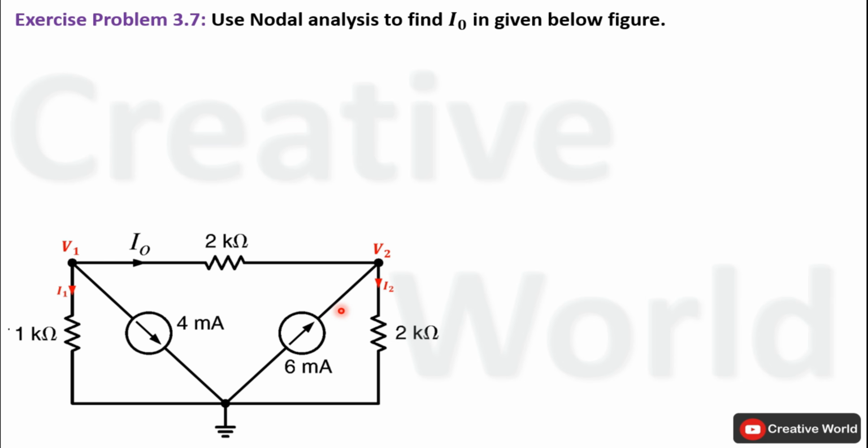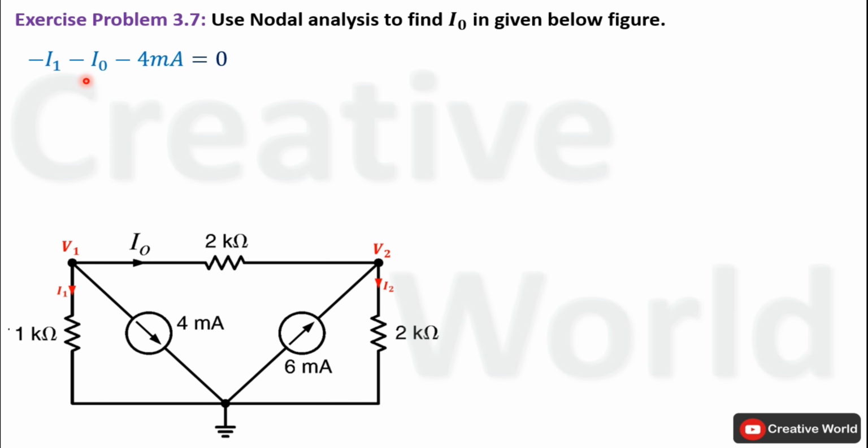Now we will start applying Kirchhoff's current law on these two non-reference nodes one by one. We will start from here. Kirchhoff's current law equation for this particular node will be equal to minus I1 minus I0 minus 4 milliampere equal to 0. Here all currents are leaving from this node, that's why all currents are taken with negative signs.